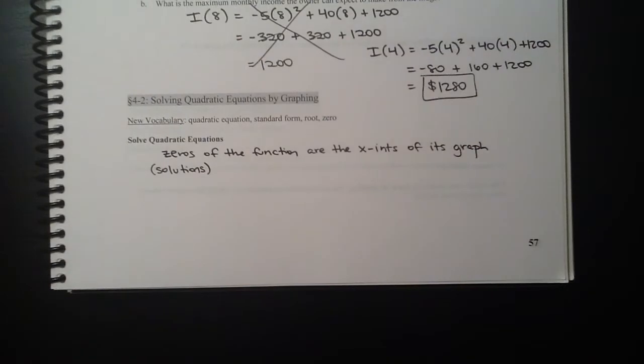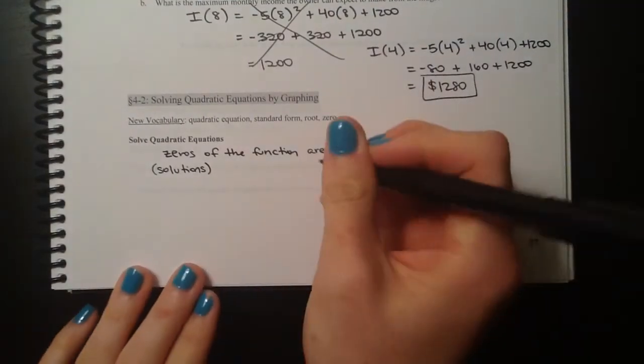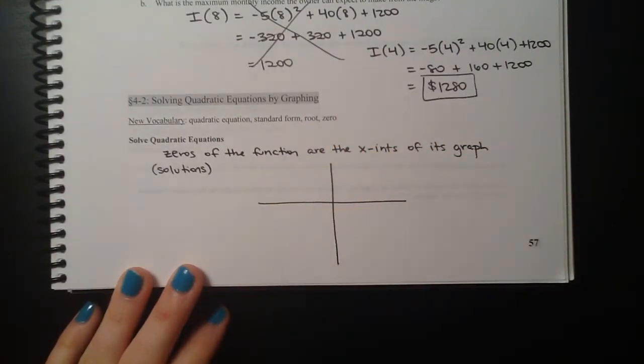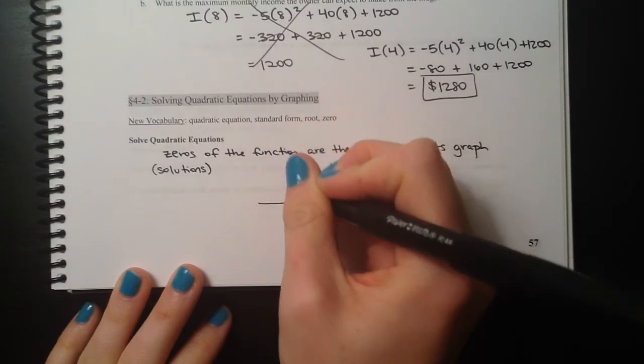So it's a nice visual way that we can look at it. If we want to solve the function, we can graph it. Once we find the x-intercepts of the graph, then we'll have the solutions of the function. All right, so it looks something like that. Here's an example. Let's say that our graph looks like this.